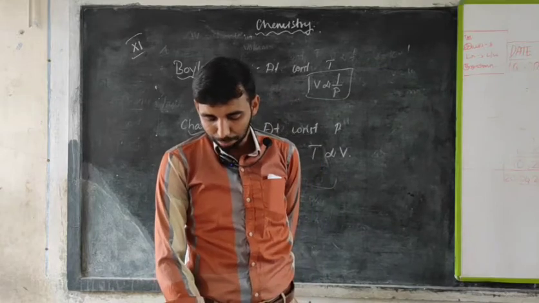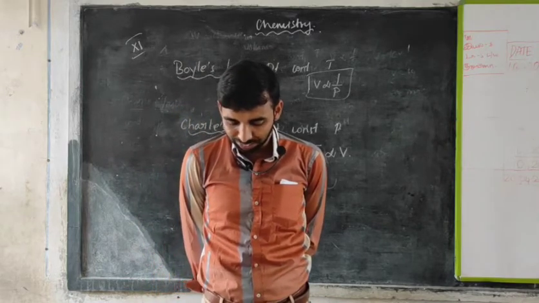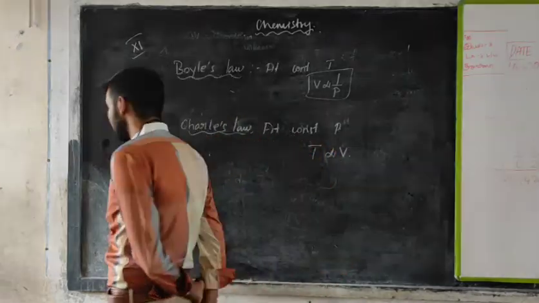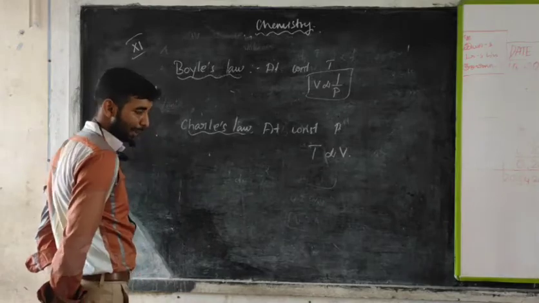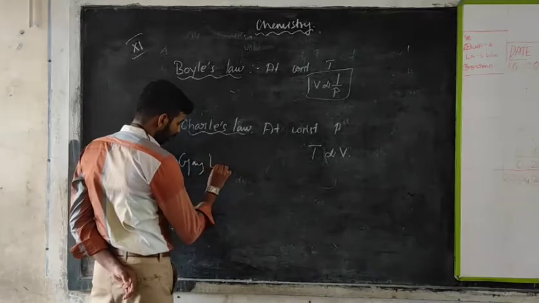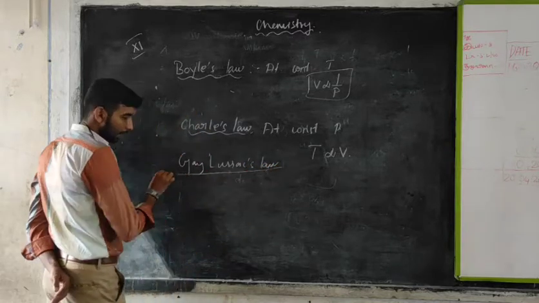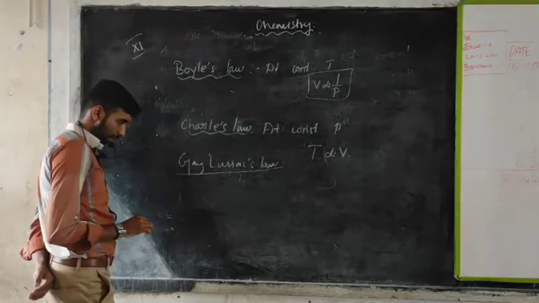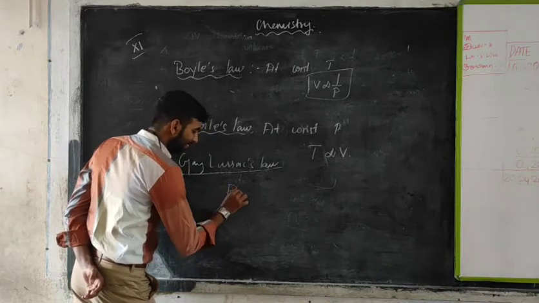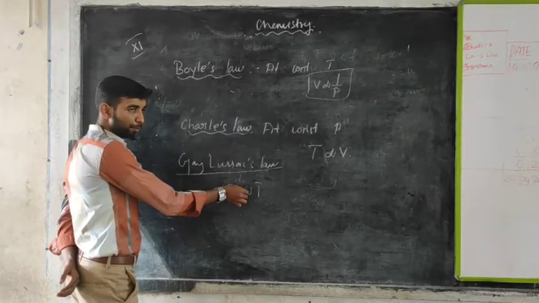6.2.3 Gay-Lussac's law, pressure-temperature relationship. Gay-Lussac stated that at a constant volume, the pressure of a fixed mass of gas is directly proportional to its temperature. If you increase the pressure, the temperature will also increase. For Gay-Lussac's law, at constant volume, the pressure of a gas is directly proportional to its temperature.